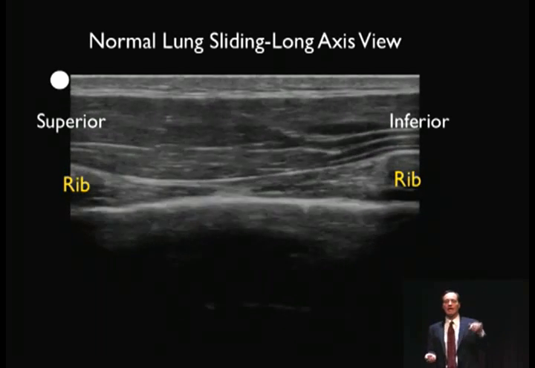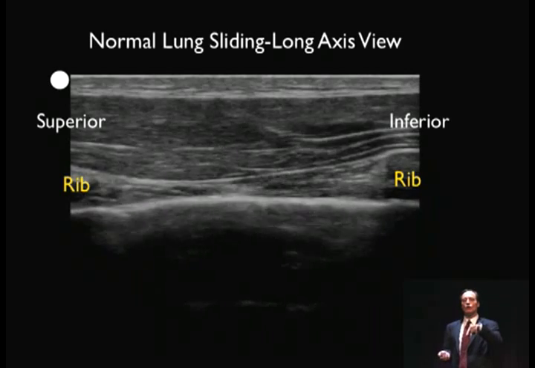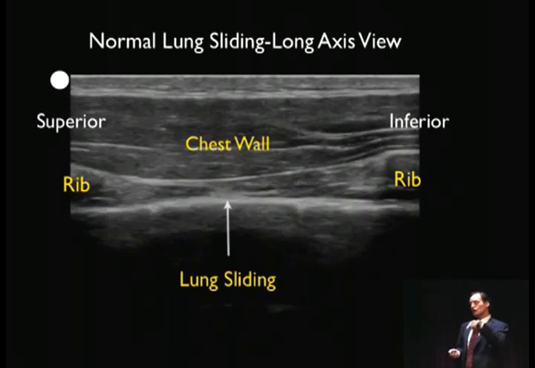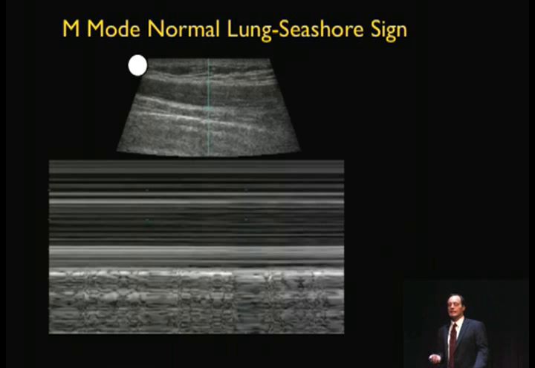So what I can use is hit a button on my ultrasound machine that says M mode. M mode is motion mode, and if I do that, I can actually then show the motion. And what it looks like is this. If I put the M mode cursor there and I put the M mode down, I get this very relaxing sign known as waves on the beach or the seashore sign.